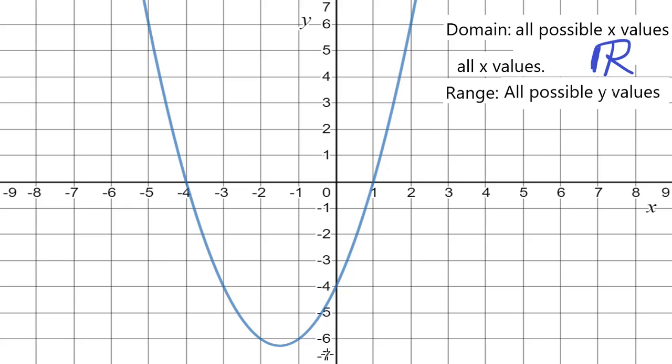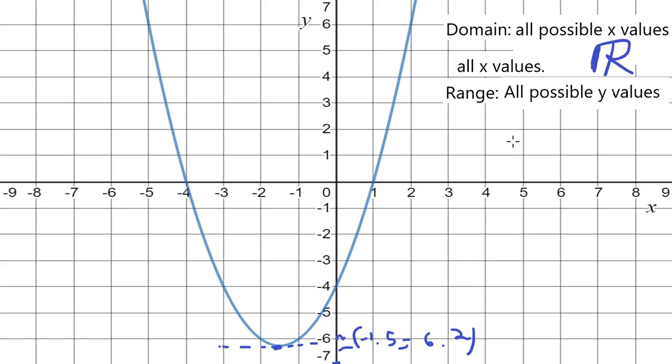So the range, if we look down here, there is a minimum value to this parabola right here. So there are some y values which are not possible. For example, y could never equal -7. We could never go down here. Now this doesn't cross exactly somewhere perfectly, but we can still estimate. So we're going to say this is about -1.5 and about -6.2.